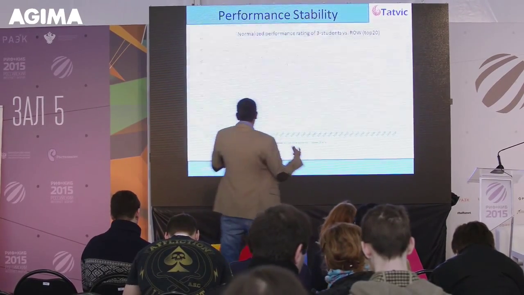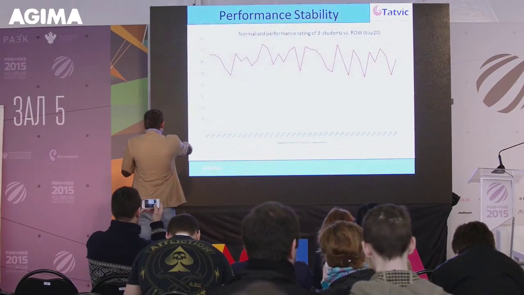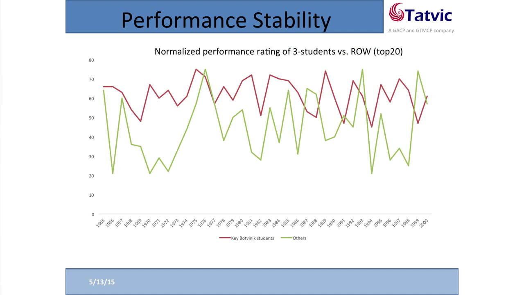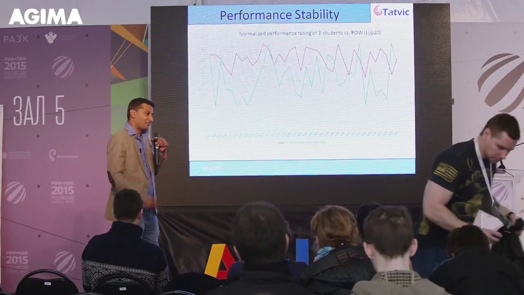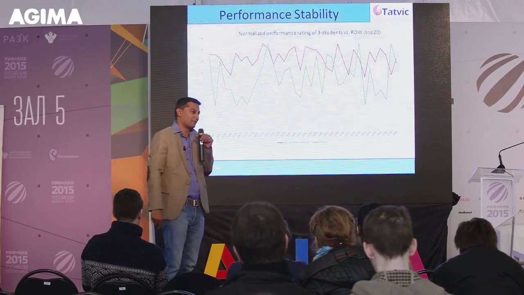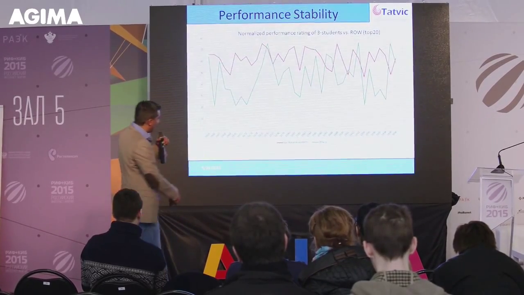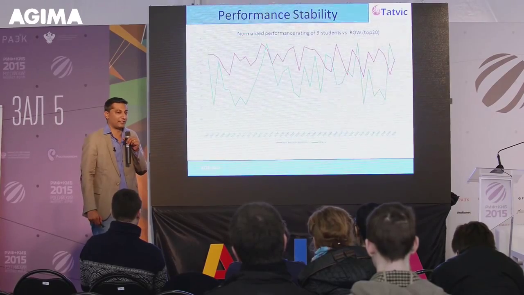And I put together a graph which shows a performance index on the vertical axis. This red line indicates the performance of these 3 students of Botvinnik in terms of their rating over a period of 40 years. And the green line indicates the performance of the rest of the players compared to them. If you see, the difference is not that red is better than green. The difference is that the variation in the performance is very low in the red line, and variation is very high in the green line.